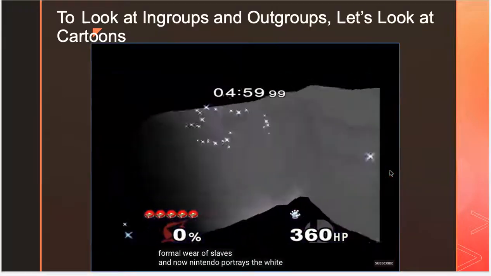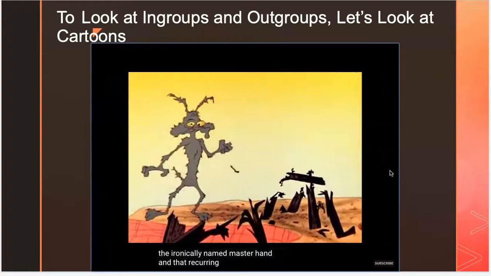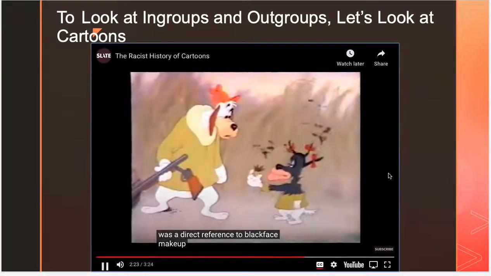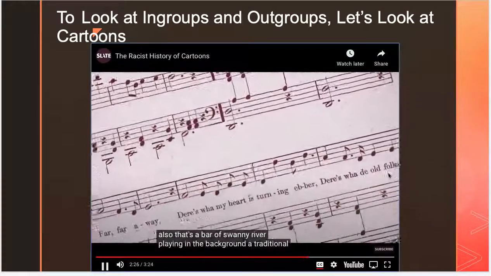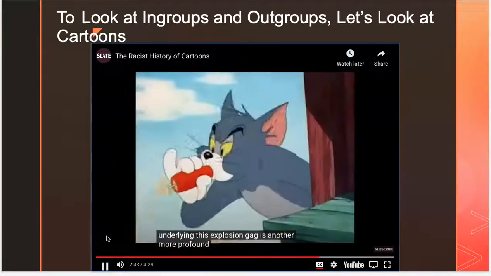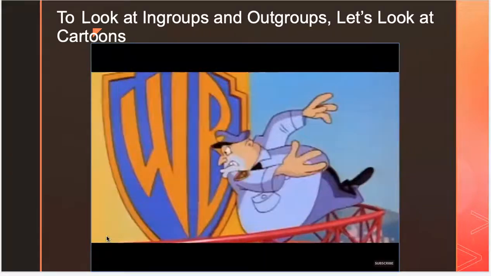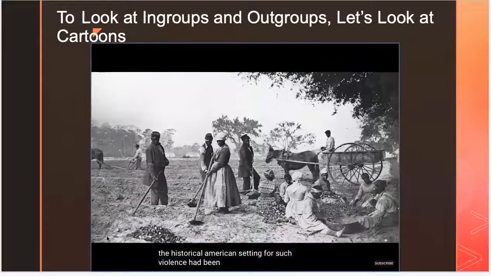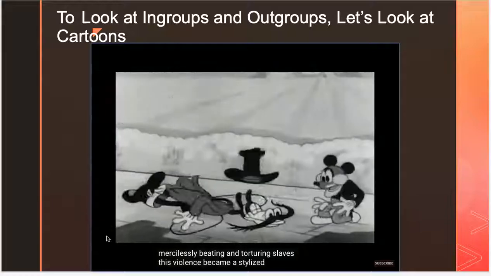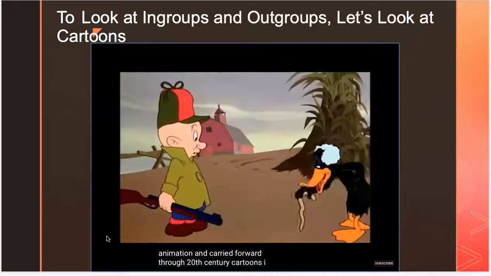And now, Nintendo portrays the white glove as a god of the cartoon universe, the ironically named Master Hand. And that recurring cartoon explosion where the faces are charred was a direct reference to blackface makeup. Also, that's a bar of Swanee River playing in the background, the traditional minstrel song. Underlying this explosion gag is another more profound thing, with roots in minstrelsy: repetitive, brutal violence with no consequences. The historical American setting for such violence had been plantations, where masters saw no consequences to mercilessly beating and torturing slaves. This violence became a stylized part of minstrel show slapstick, which made its way into vaudeville and animation, and carried forward through 20th century cartoons.